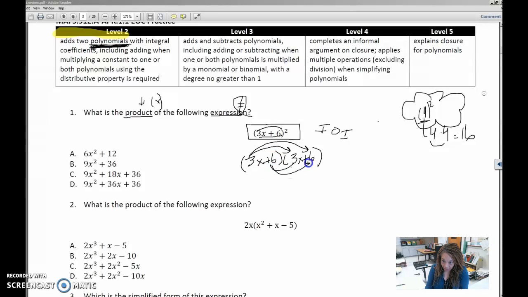That's the last in each set. So that's how we get FOIL: first, outer, inner, last. If you don't know, that says F-O-I-L. All right, so how do we actually do that math?